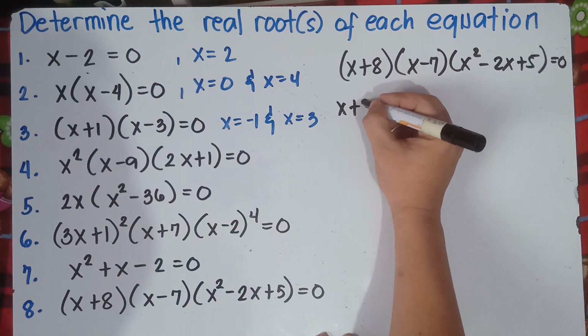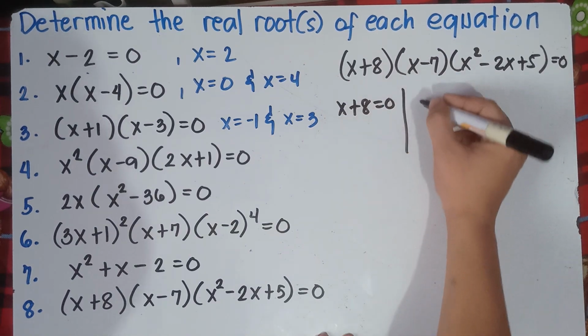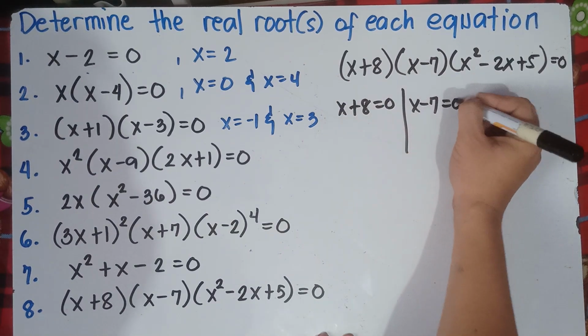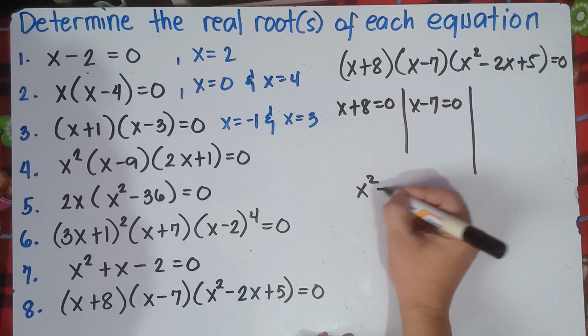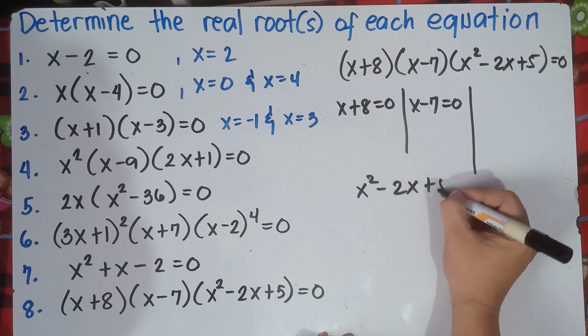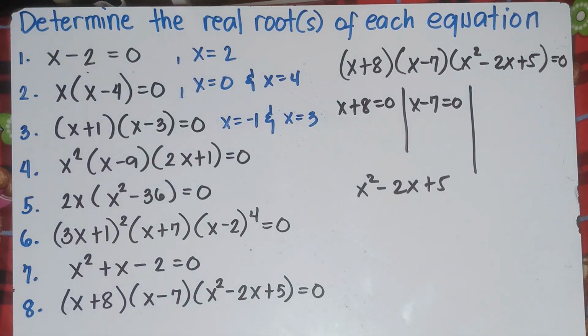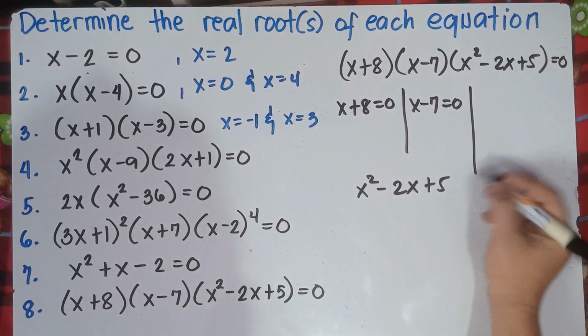So, we can write x plus 8 equals 0, then x minus 7 equals 0. And this one, class, we need to factor out. So, x squared minus 2x plus 5. Can we factor this out, class? X squared minus 2x plus 5 equals 0.